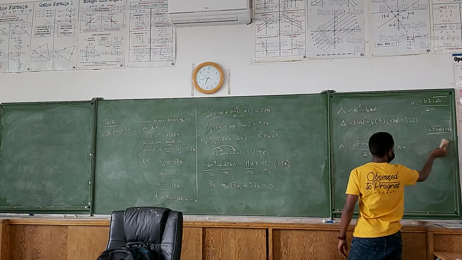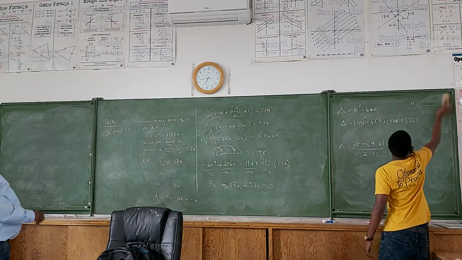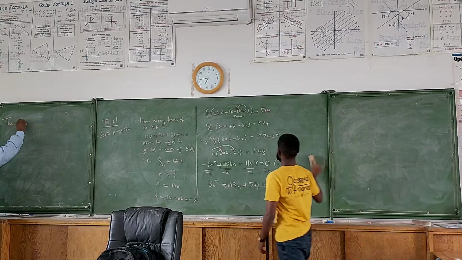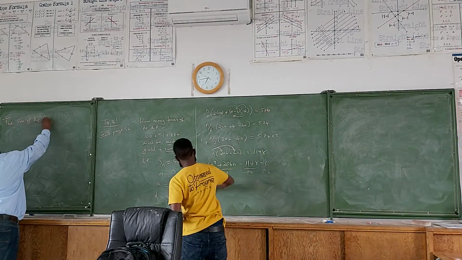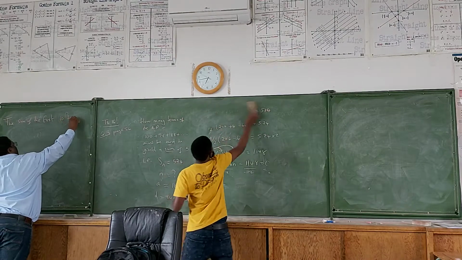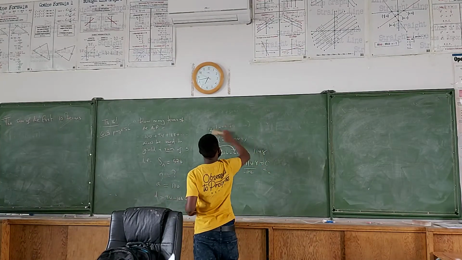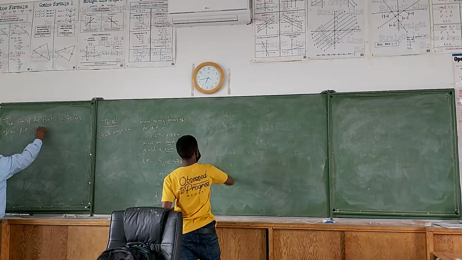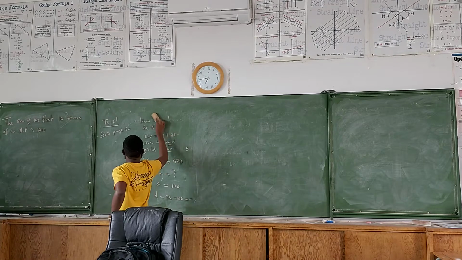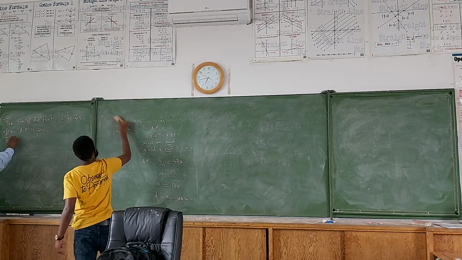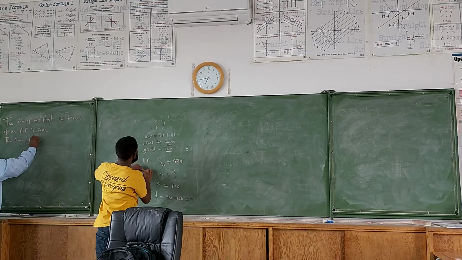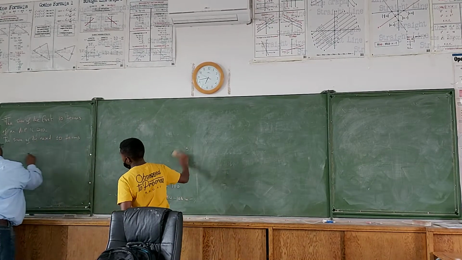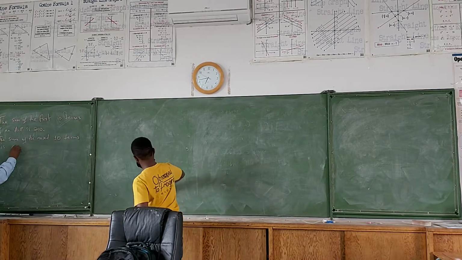Right now, question 17, page 56. Read for me, please. The sum of the first 10 terms of an AP is 210. And the sum of the next 10 terms is 610.